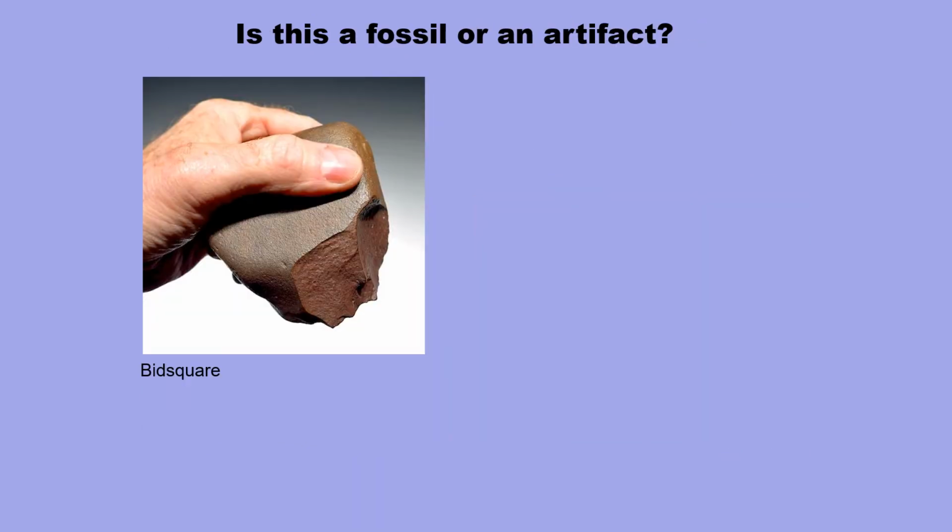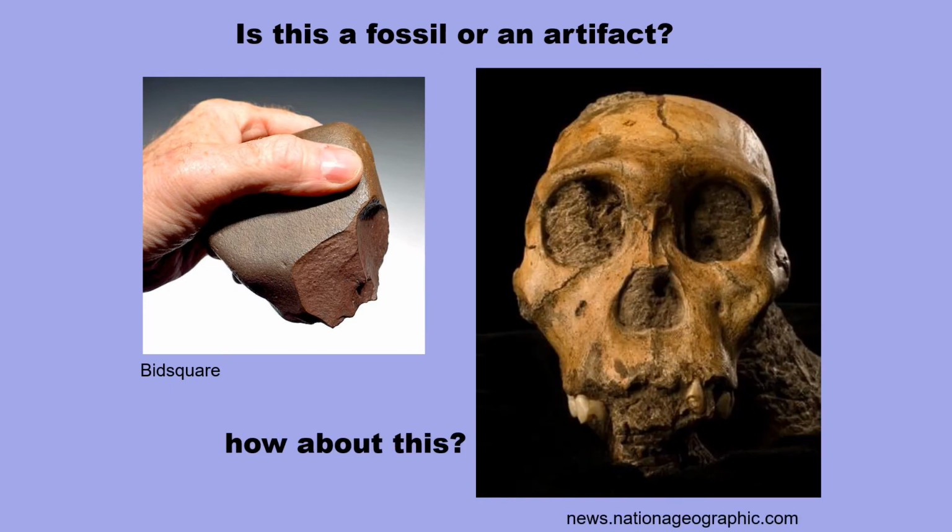So here you see a rock. Is this a fossil or is it an artifact? Well, it's an artifact because it's been made by humans. Humans made that sharp edge. How about this skull? Well, it's a fossil. It's rock. It's embedded in rock. You can still see rock inside of it.